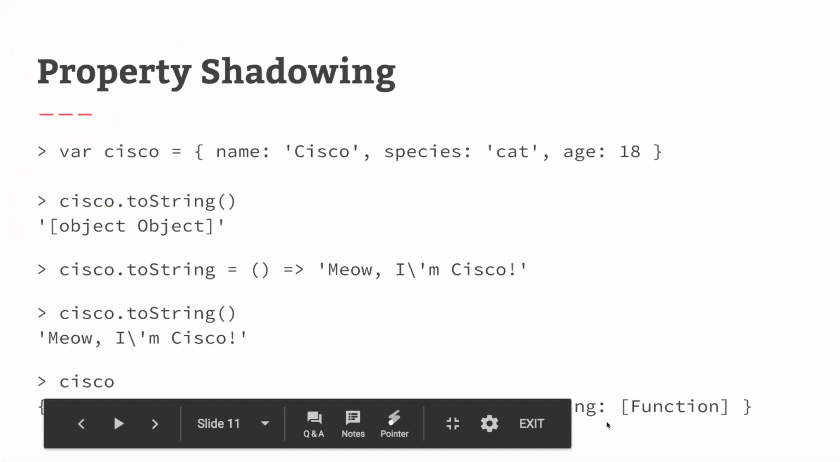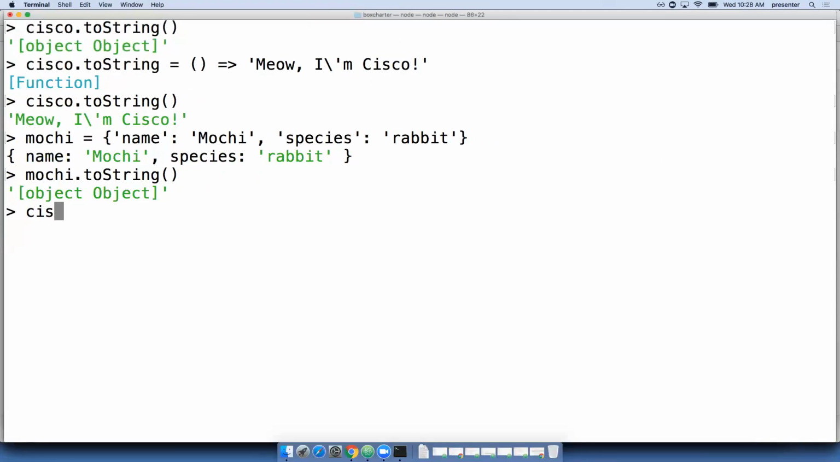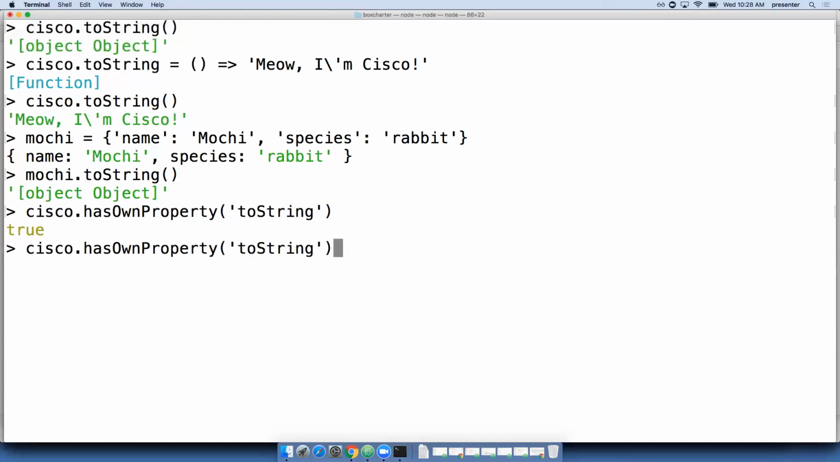And notice that if you look at Cisco after this, now Cisco has another property called toString. What do you guys think? It no longer inherits.